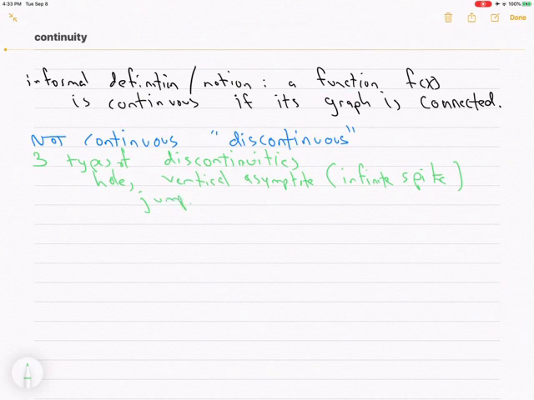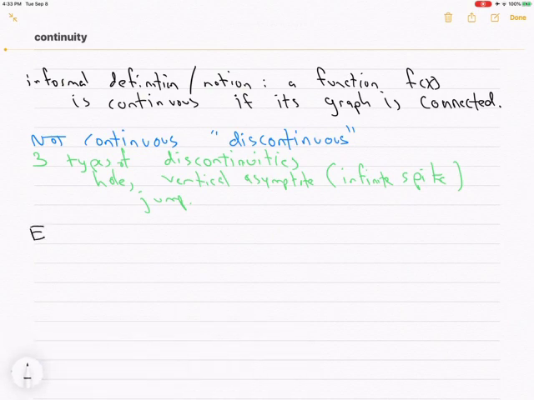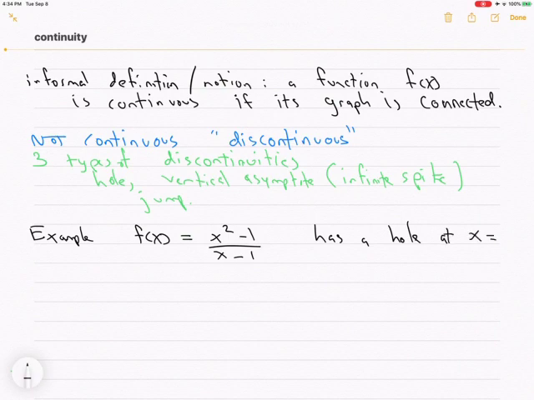Okay, so we care about continuous functions, and to get familiar with them, it's good to analyze the things that we want to avoid. We want to avoid discontinuities, and there are three different types: jumps, holes, and asymptotes. So let's illustrate these three different situations that we want to avoid. The first example is if we have the function f of x is x squared minus 1 over x minus 1. So this has a hole at x is equal to 1.